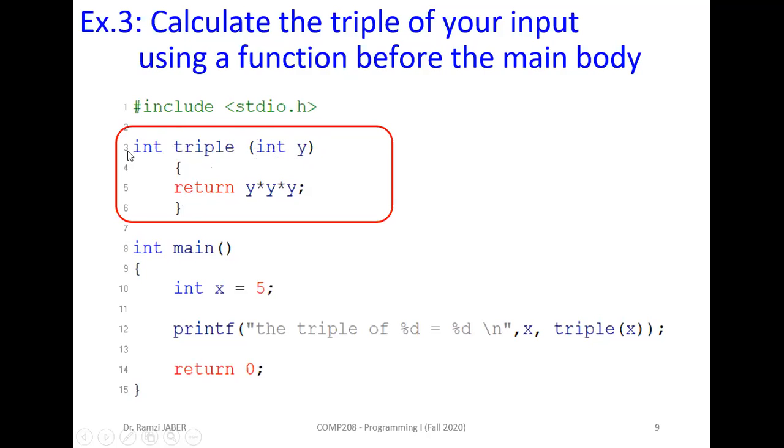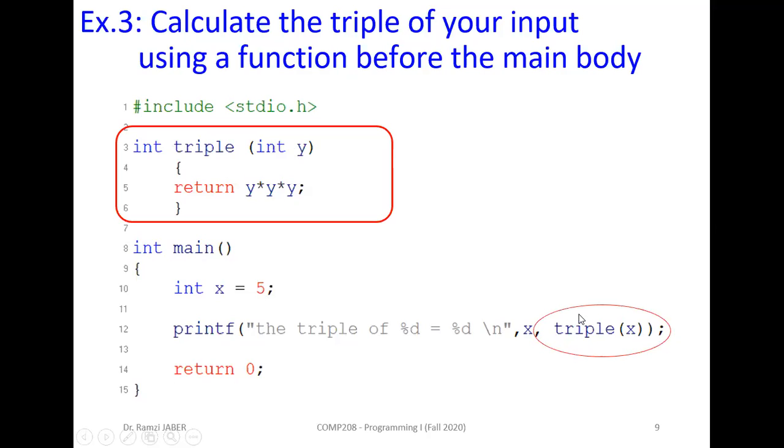So this is a customized function, type integer, return type integer, return integer, called triple. Okay, this int y is argument or parameter or input. So the main body will be int main, int x equal to 5, printf, the triple of a %d equal %d. Now, the first %d is for x, the second %d is for triple x.